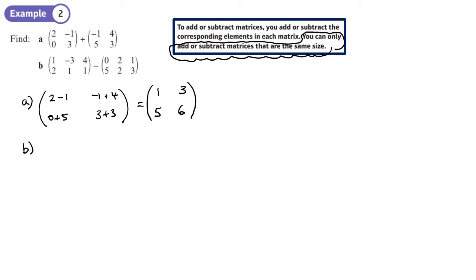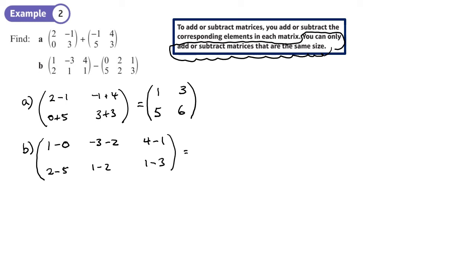Right, part B. So first element is going to be 1 minus 0. They're the first elements in both. Then we have negative 3 minus 2. Then we have 4 minus 1. So we take away all the second elements from the first one. Then we have 2 minus 5. Then we have 1 minus 2. And we have 1 minus 3.